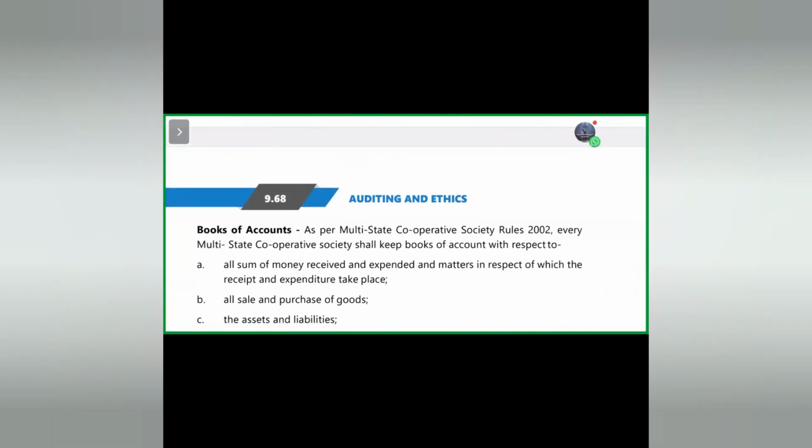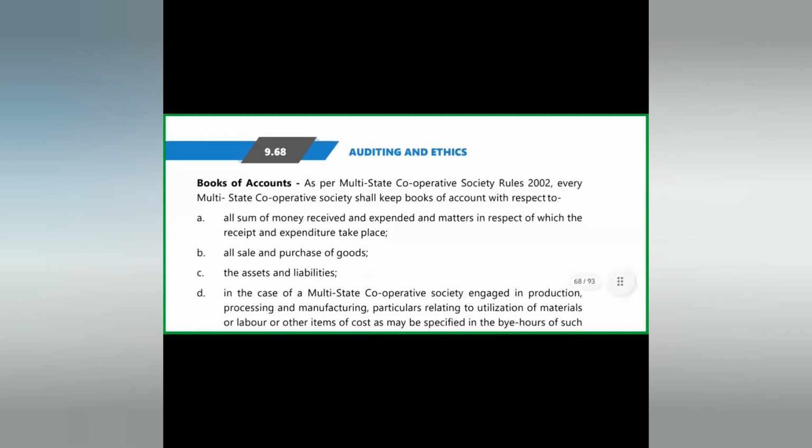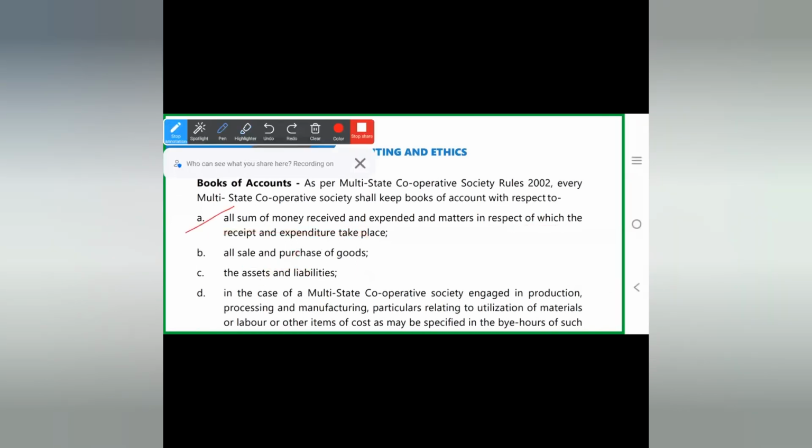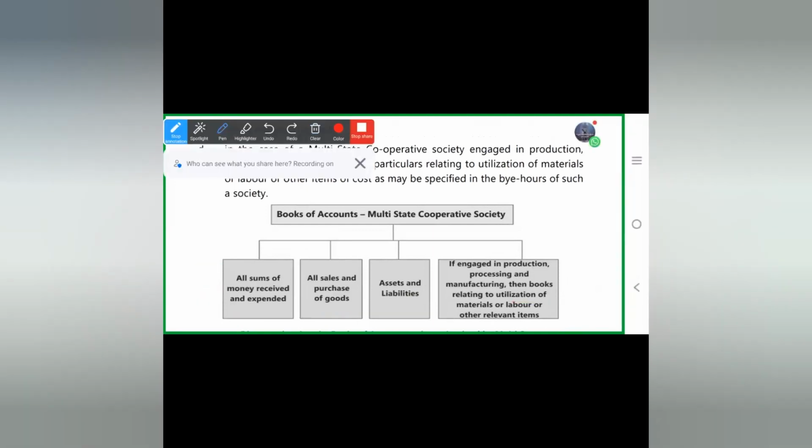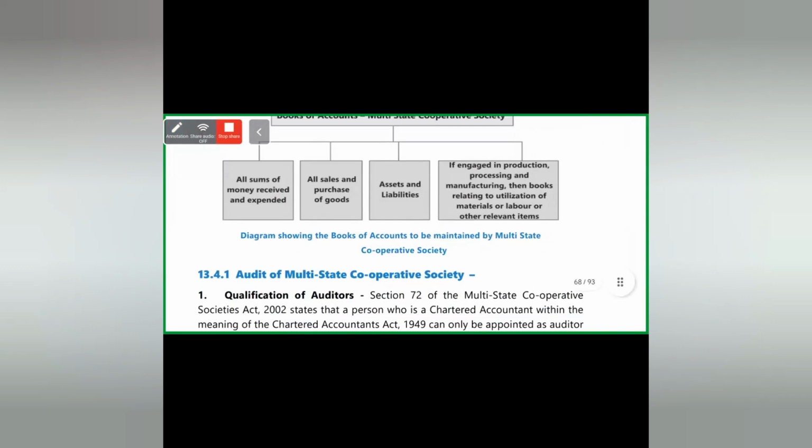Books of account. Now, as per Multi-State Cooperative Society Rules 2002, every multi-state cooperative society shall keep books of accounts with respect to all sums of money received and expended in respect of which the receipt and expenditure takes place, all sales and purchase of goods, the assets and liabilities, and in case of multi-state cooperative society engaged in production, processing, and manufacture, particulars relating to utilization of materials or labor or other items of cost may be specified. So, books of account here have to be cross-verified with all sums of money received and expended, all sales and purchases, assets and liabilities. If it is engaged in production, processing, and manufacturing, then books relating to utilization of materials or labor. Okay, clear so far?